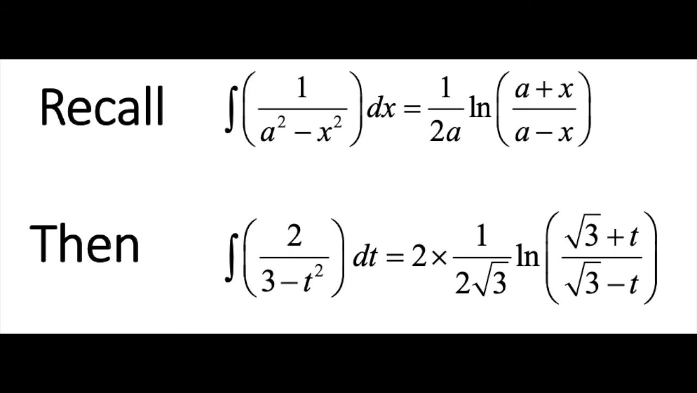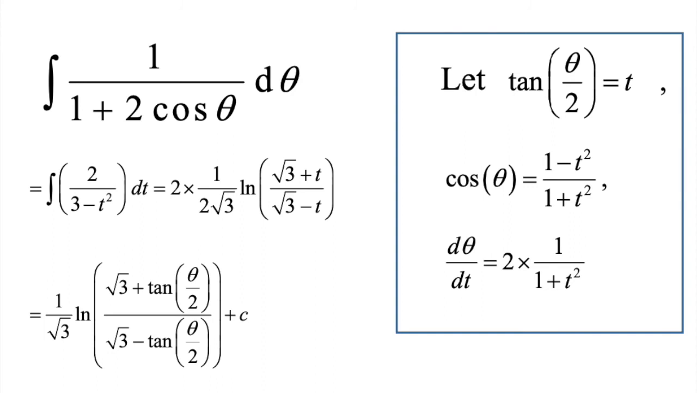You can just quote this formula, which is 2 times, of course the coefficient 2 can be brought to the front, 2 times 1 over 2a, and for this case a is root 3. So ln root 3 plus t over root 3 minus t plus c. Last minute we substitute back t equal tangent half theta. So we can solve the problem.